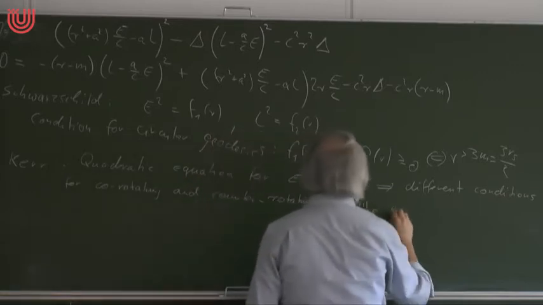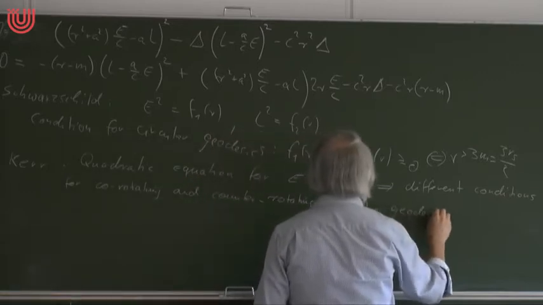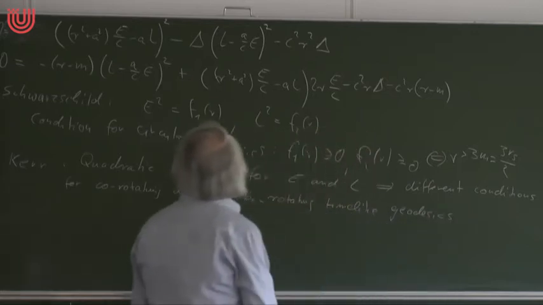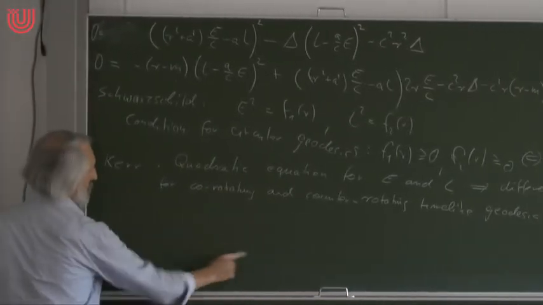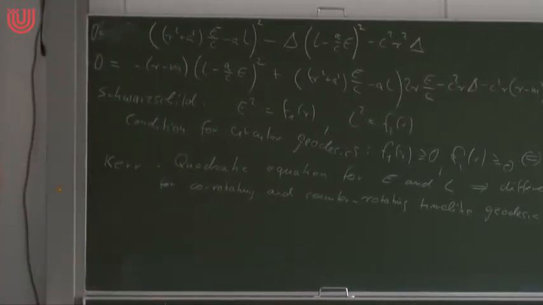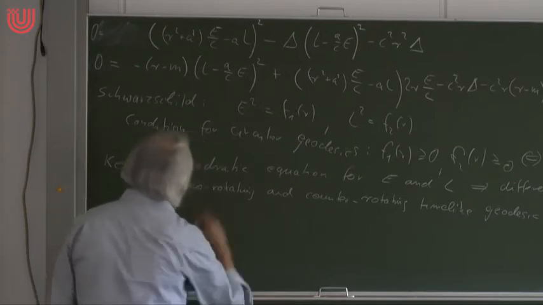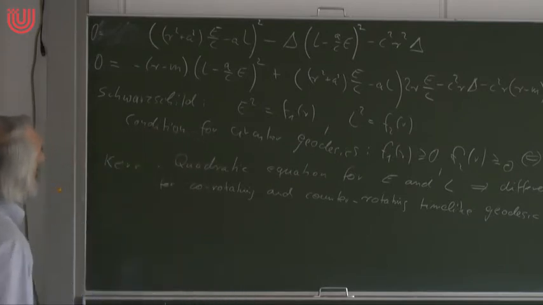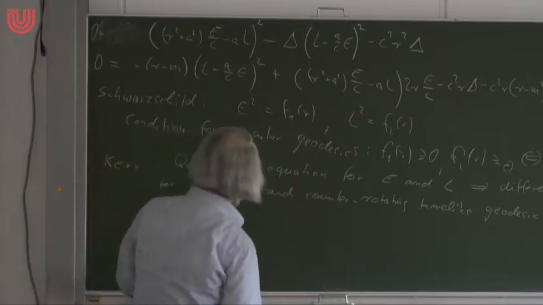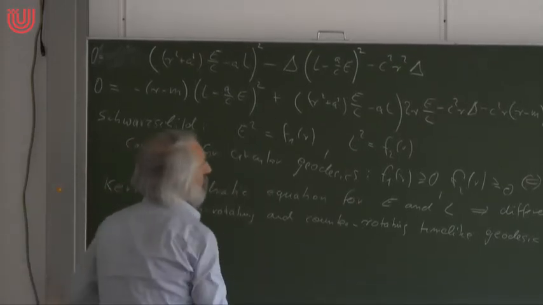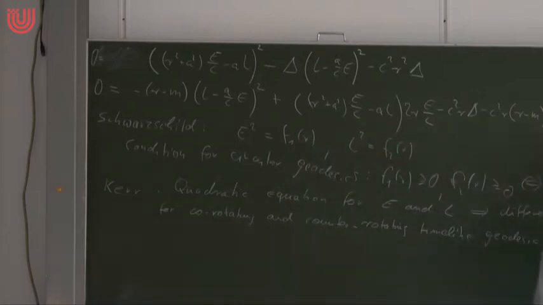Time-like geodesics. If you work this out, so you solve for E and for L, you have on the right-hand side two expressions with a plus minus. And this gives you conditions on R. You have the condition that what you have under the square root must be positive. This gives you a condition on R, and I just plot the result. So I do not work out the details here.